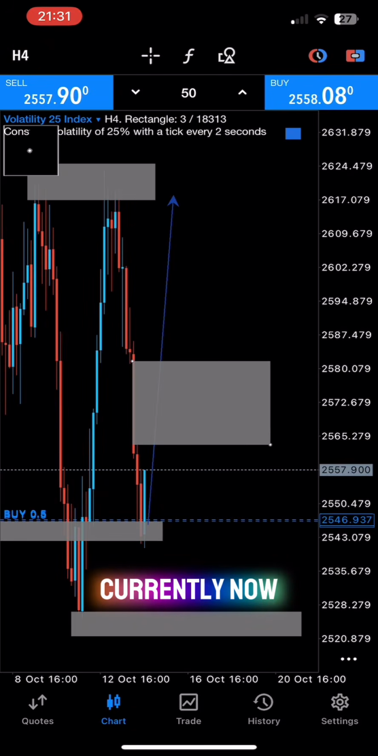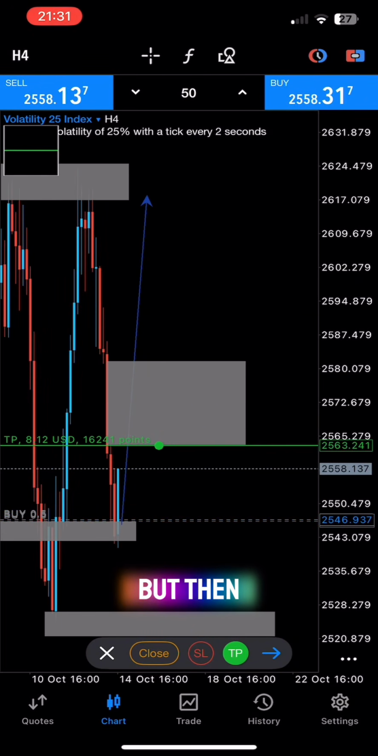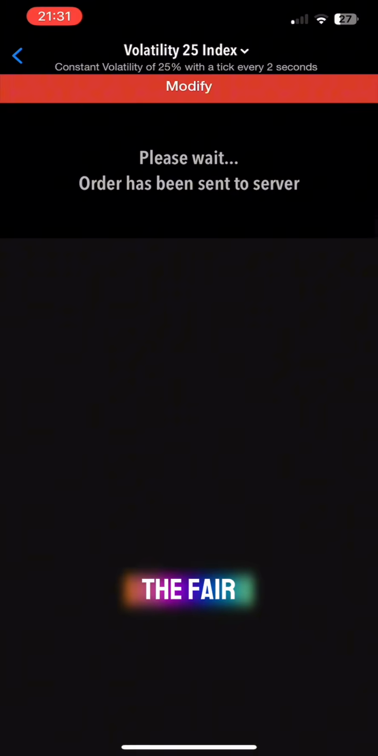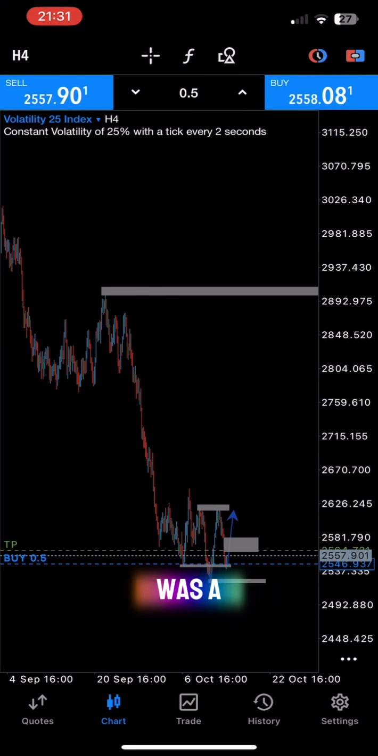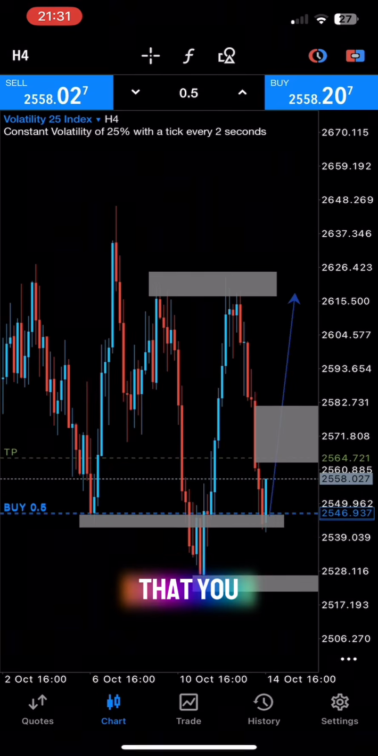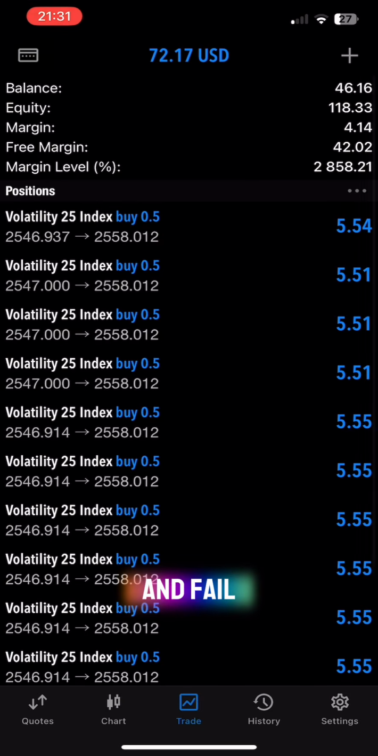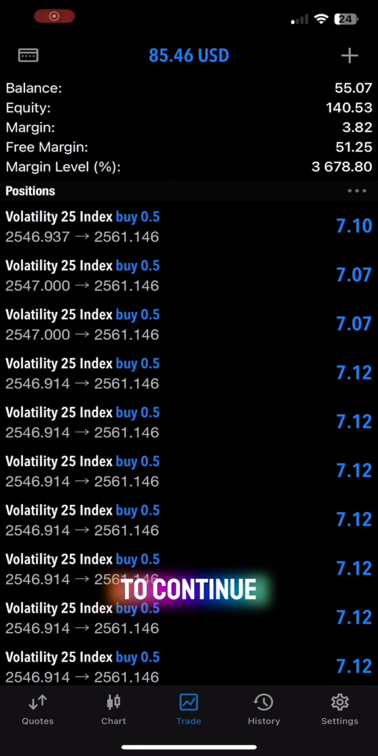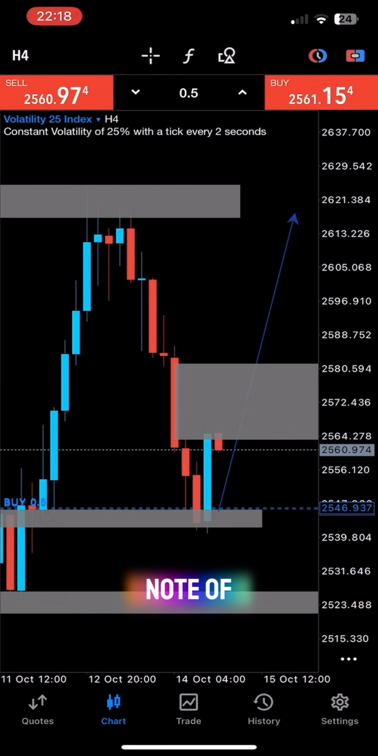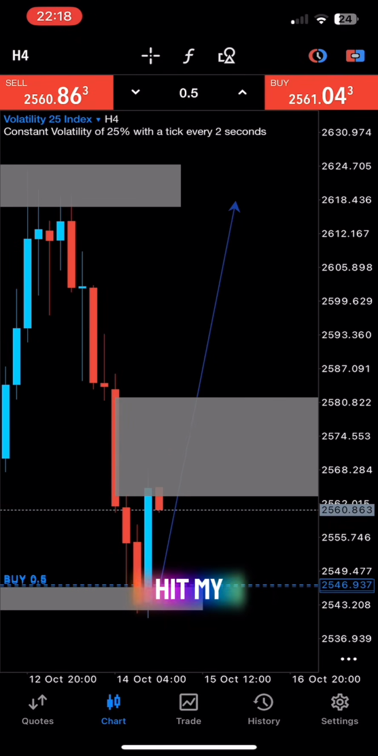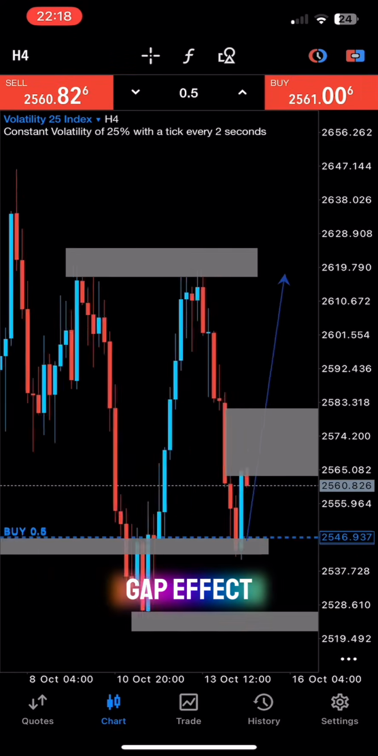Currently, to set the take profit level, you can set it at the neckline, but at this point I'm going to set it at the fair value gap that was formed, as marked by that big shadow zone. This was a fair value gap point that you need to consider, because the market can bounce at that point and fail to break to the upside to continue in its direction. As you can see, the market has already hit my take profit, but it's now reversing.